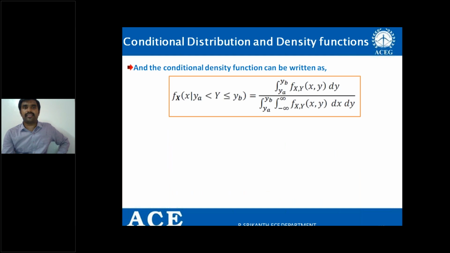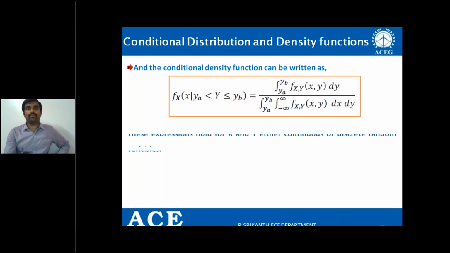Similarly, the density function is also like this. Small f_X(x | y_a < Y ≤ y_b) is the integral from y_a to y_b of f_{X,Y}(x, y) dy, divided by the integral from y_a to y_b, integral from minus infinity to plus infinity, of the joint density function f_{X,Y}(x, y) dx dy. Please remember the two formulae, right?